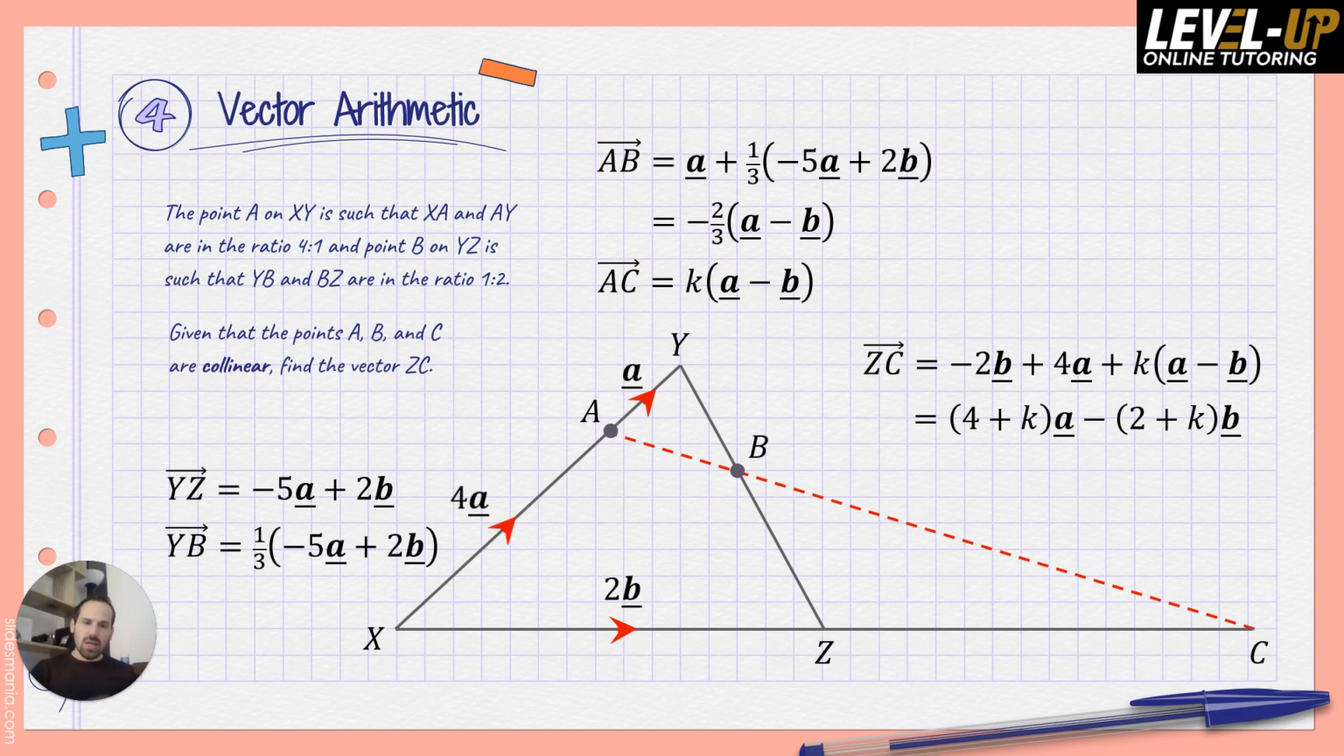It's just horizontal. That tells us that Z to C is just going to be some multiple of B. There's not going to be any dependence on A here. It's just going to be a multiple of B. And so that tells us that 4 plus K, that coefficient of the A, must be 0. And so that tells us that K is equal to minus 4. We can substitute that back in, so the coefficient of B is going to be minus 2 minus minus 4. Minus 2 plus 4 is 2. So we find out it's just going to be 2B.